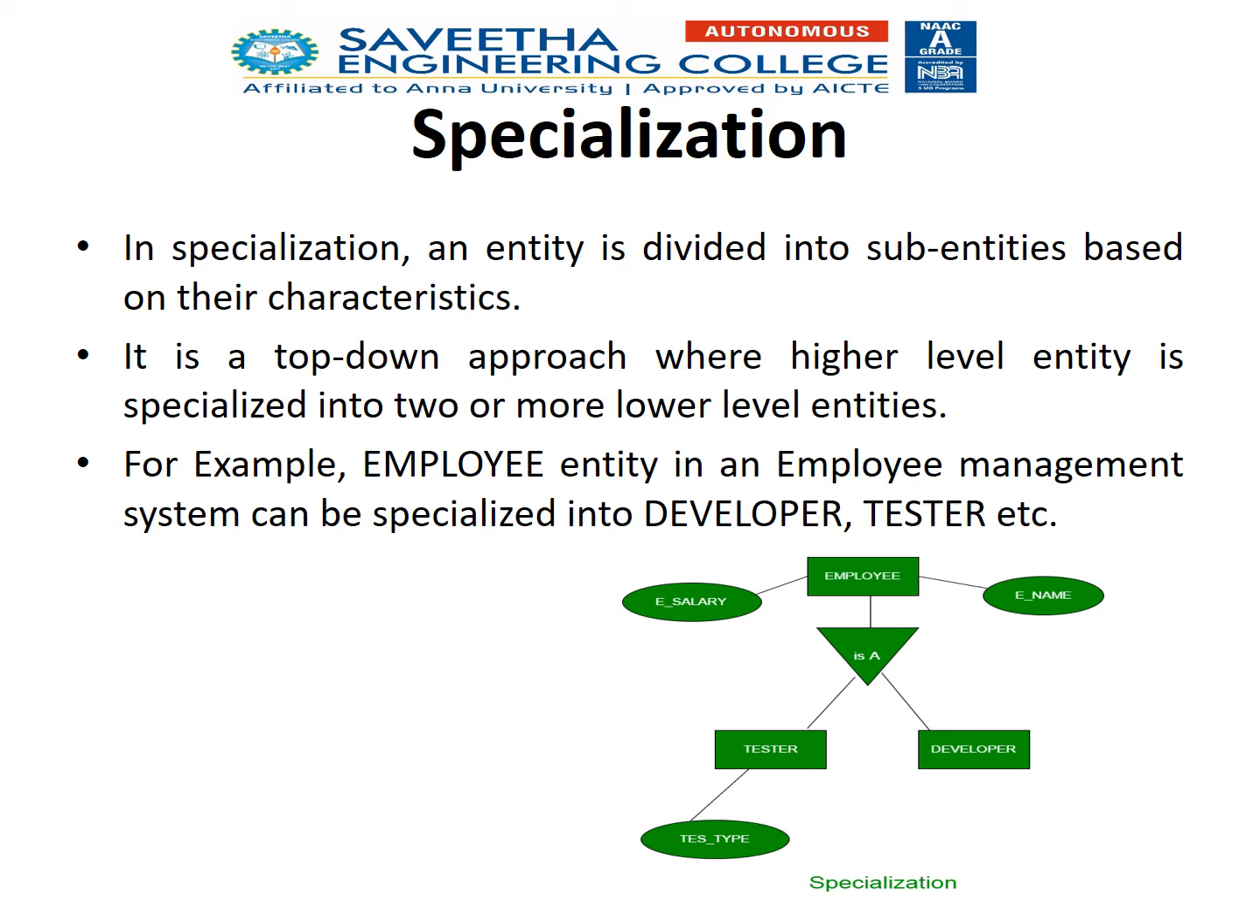Employee has the attributes salary and name. Employee is again categorized as tester or developer. Employee is a tester or developer. The tester and developer are specialized categories of employee. This is called specialization.